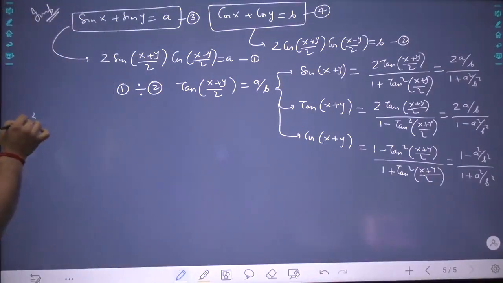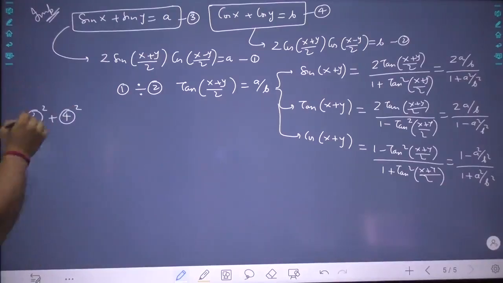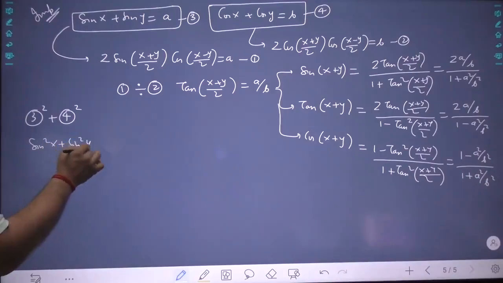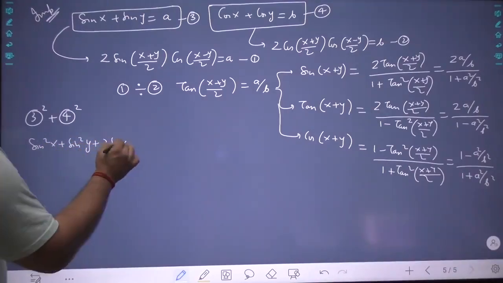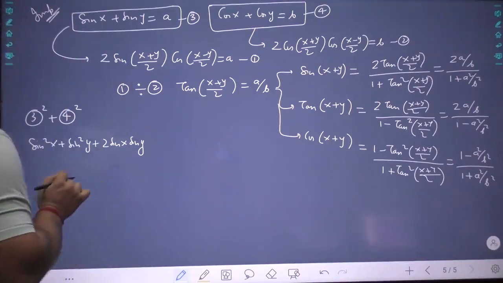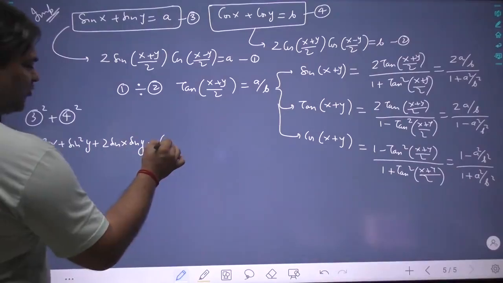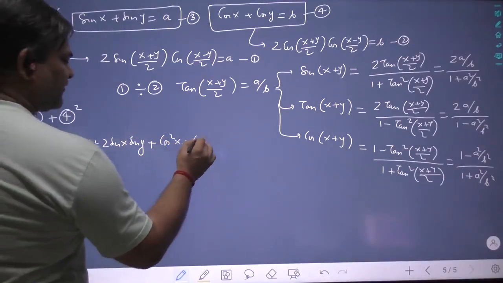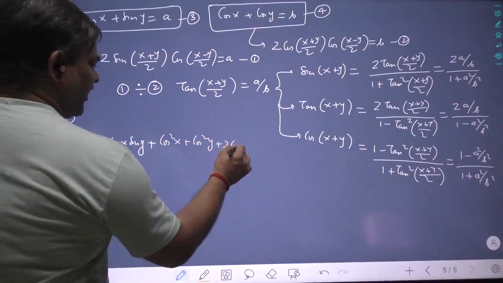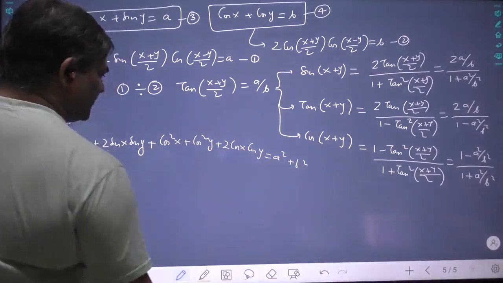Let us consider 3 squared plus 4 squared. Let us square and add. So what I am going to get is sin²x plus sin²y plus 2 sin x sin y. Plus, we are going to get cos²x plus cos²y plus 2 cos x cos y, which comes out to be a² plus b².